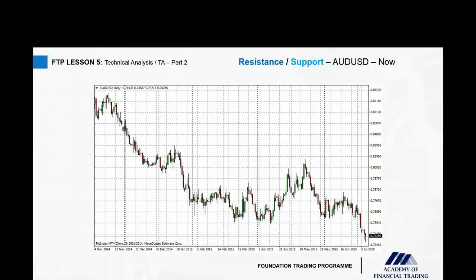We can see these exact same resistance and support areas. We'll start at that left-hand side. We have a floor and a ceiling. You can see the floor was breached. A new floor and new ceiling was found. Again, that floor was breached. A new floor, a new ceiling, the floor was breached. A new floor, new ceiling, again the ceiling was breached at this point in time. And most recently, again, a floor and a ceiling, and the floor was breached.